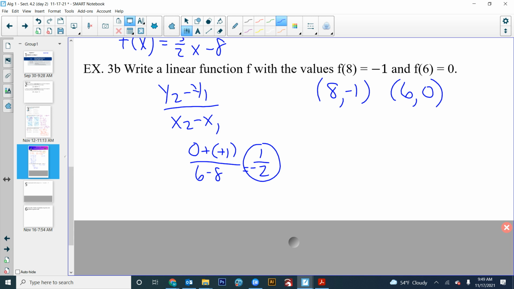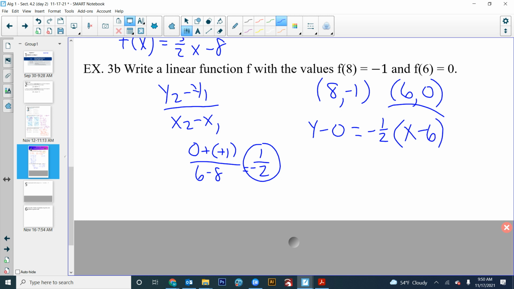Evan, pick a point. Oh, gosh, please pick the right one. 6, 0. Yes. Anytime there's a 0, pick it. All right, so we're going to work with this point. Evan, can you put it in point-slope formula for me? y minus 0 equals negative 1/2, leave it like that right now, times x minus 6.